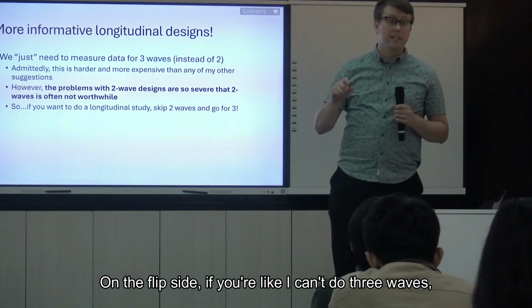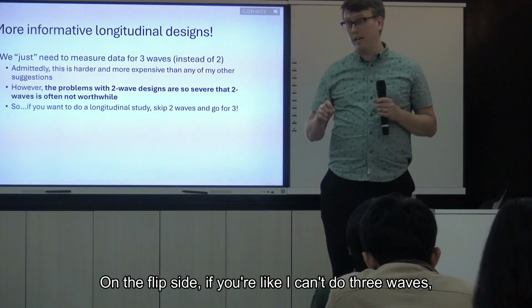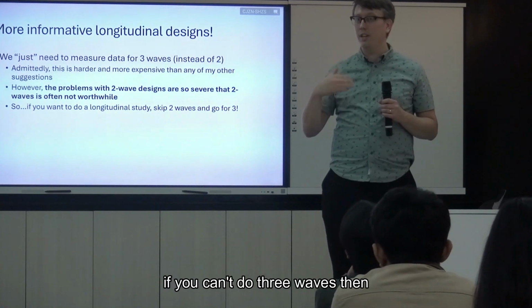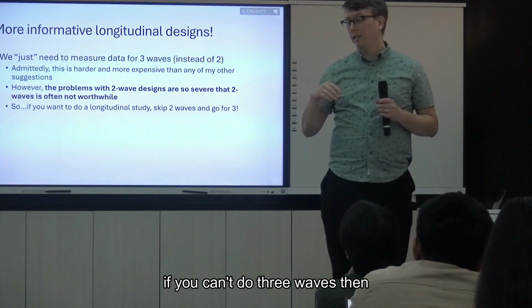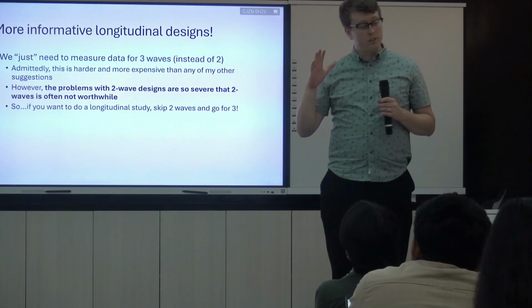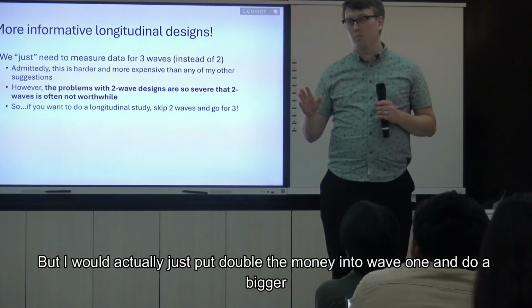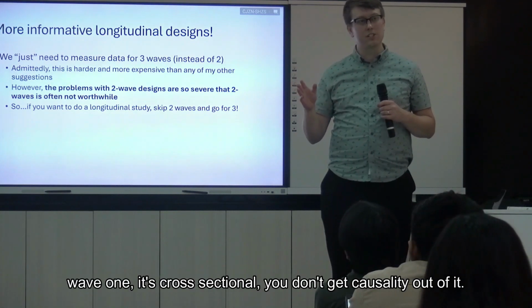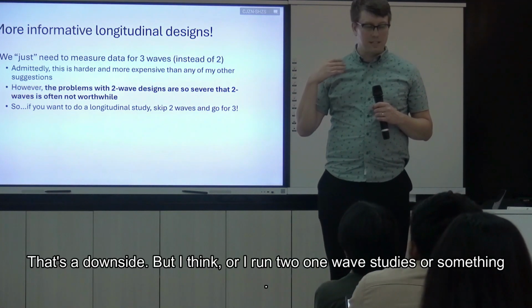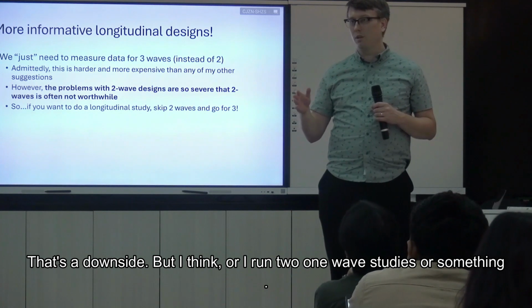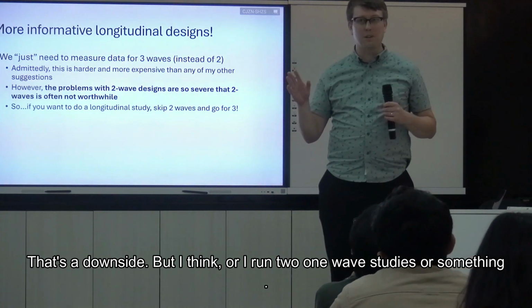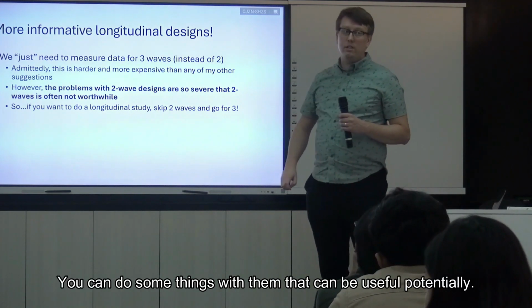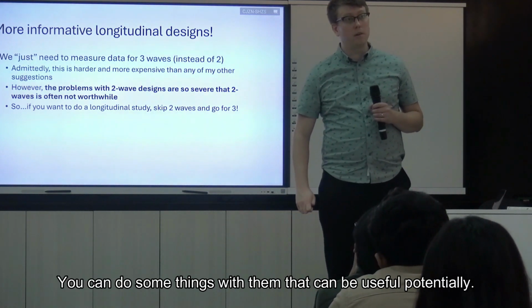On the flip side, if you're like, I can't do 3 waves, which I'm super sympathetic to because it's a pain, then you have to adjust your goals. But I would actually just put double the money into wave 1 and do a bigger wave 1. It's cross-sectional. You don't get causality out of it. That's a downside. But I think that's useful, or I run 2 one-wave studies or something.